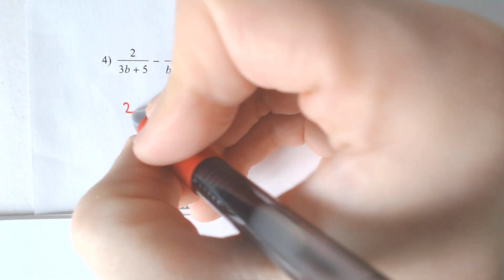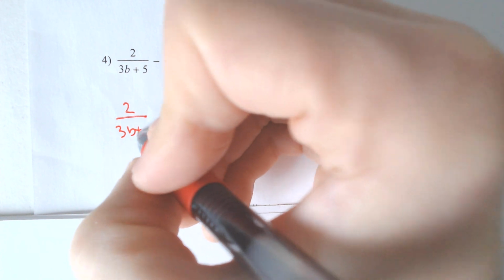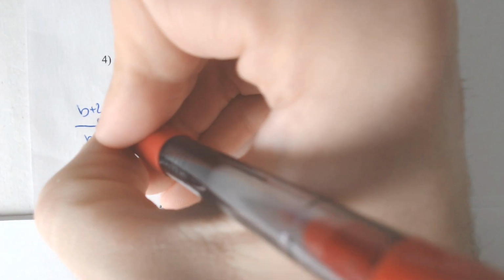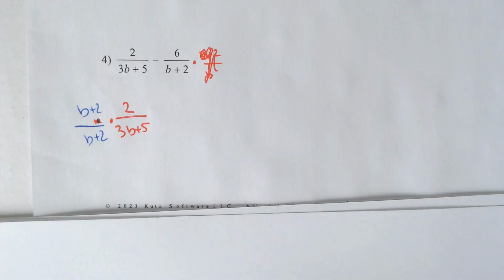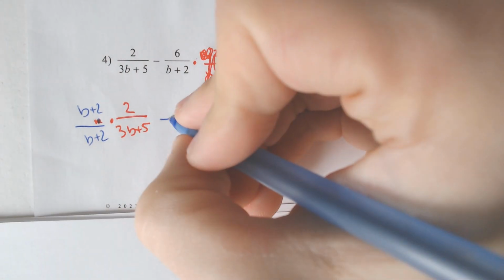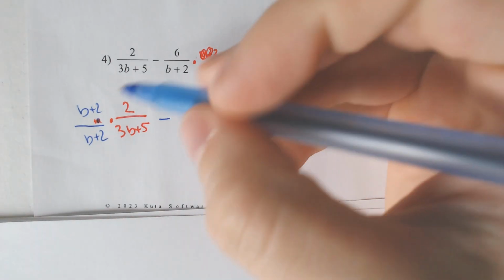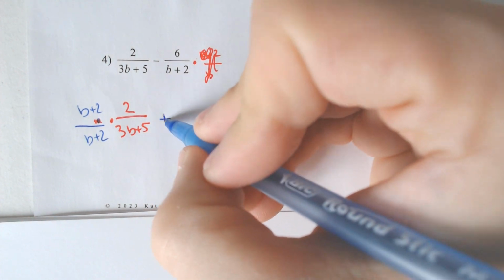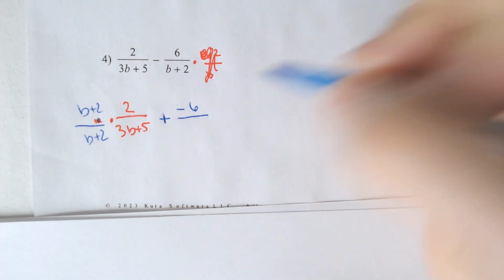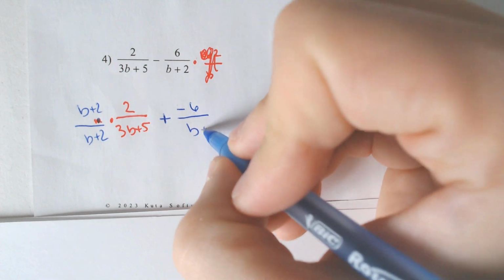We are missing on the 3b plus 5 side a b plus 2 and a b plus 2. So we're going to multiply by that on the top and the bottom. That dot should probably go more right there. And then over here, where we have the minus, I would recommend anytime you're subtracting to change it to a plus and then make that a negative 6. That would help yourself out a lot.